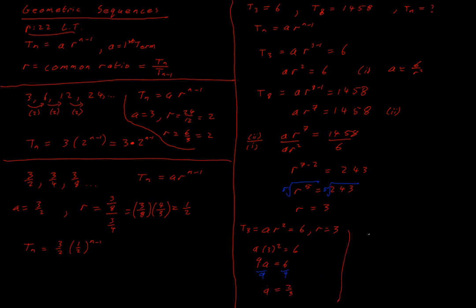So then Tn is going to be A r to the n minus 1. Tn is equal to 2 over 3 times 3 to the power of n minus 1. And that is my nth term for this pattern.